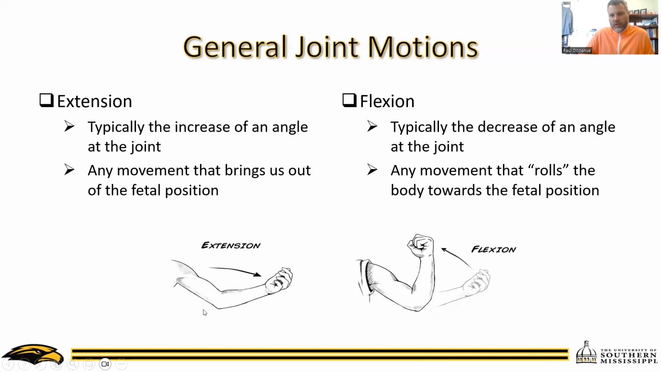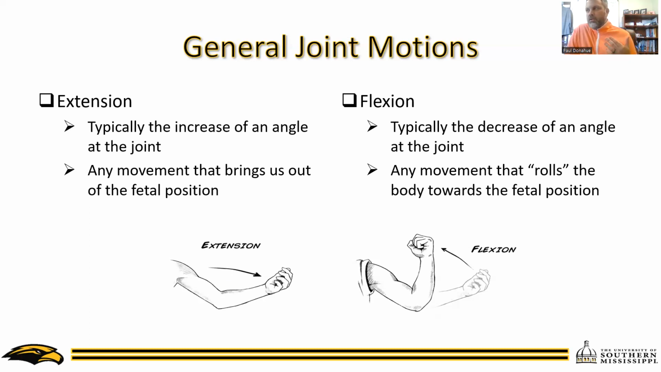So if we're looking at this arm here, this angle here is smaller than the one on the left. So the one on the right has a smaller angle than the one on the left. So if you're coming into that fetal position, we're going to be having flexion. If we're coming out of the fetal position, we'd be having extension.